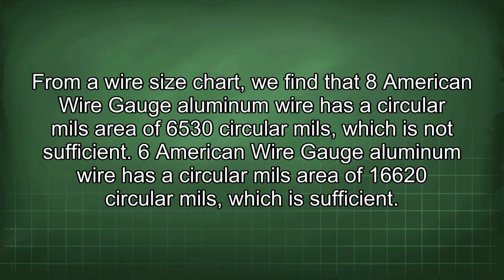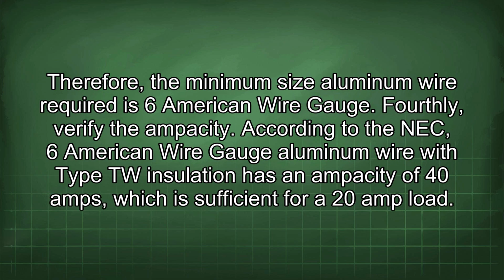From a wire size chart, we find that 8 American wire gauge aluminum wire has a circular mils area of 6,530 circular mils, which is not sufficient. 6 American wire gauge aluminum wire has a circular mils area of 16,620 circular mils, which is sufficient. Therefore, the minimum size aluminum wire required is 6 American wire gauge. Fourthly, verify the ampacity. According to the NEC, 6 American wire gauge aluminum wire with type TW insulation has an ampacity of 40 amps, which is sufficient for a 20 amp load.